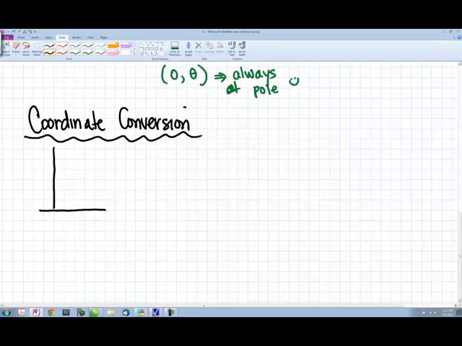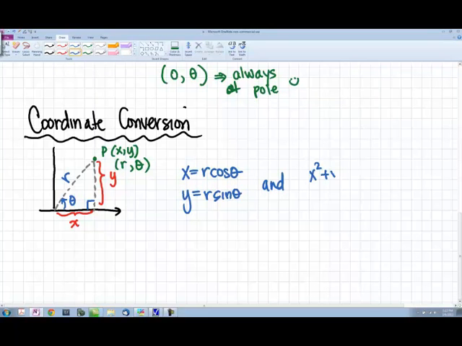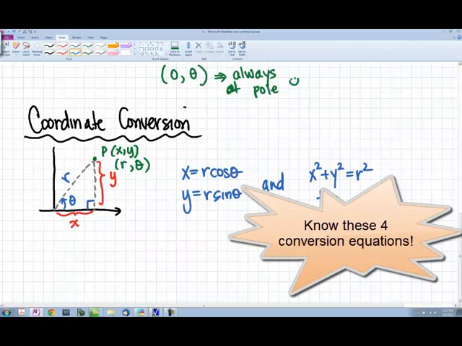So in this case here, if I just draw a point here, (x, y), or it could be thought of as (r, theta). I'm going to do two things here. This is my x coordinate and then my y coordinate. r is my directed distance to the pole. Theta is the angle created. So we can come up with four relationships. x equals r cosine theta, y equals r sine theta, and x squared plus y squared equals r squared, and tangent theta equals y over x.